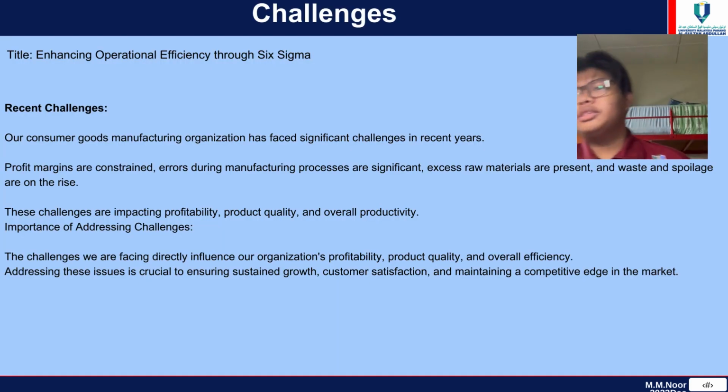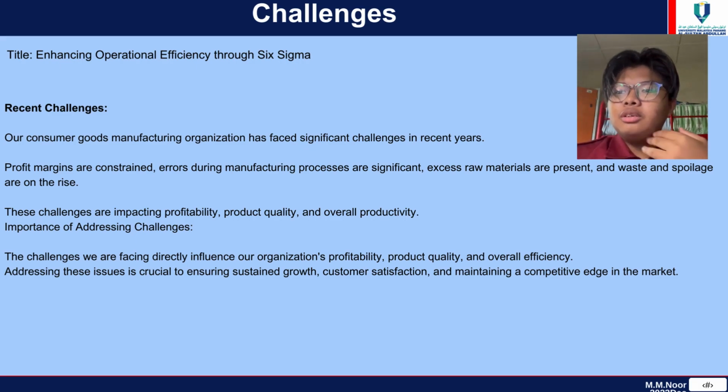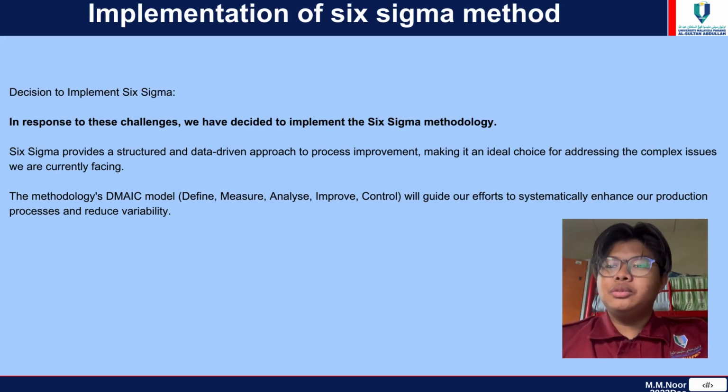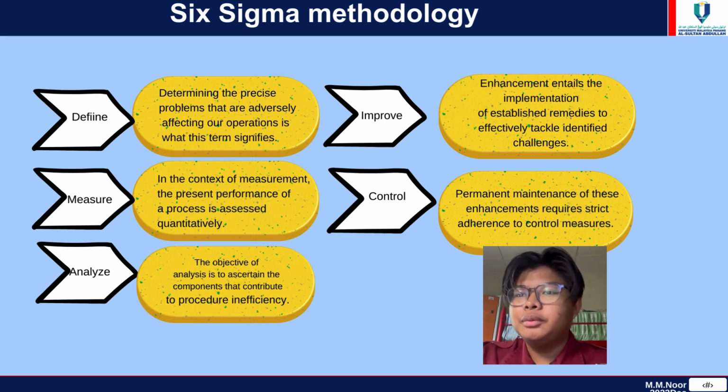So I'm going to start with the introduction part. The title of our project is Enhancing Operational Efficiency through Six Sigma. This is the recent challenge that made us decide to use Six Sigma to counter all these problems. The Six Sigma method that we decided to use is the DMAIC model, which is define, measure, analyze, improve, and control. It will guide our efforts to systematically enhance the production process and reduce variability. And this is a brief explanation about define, measure, analyze, improve, and control.